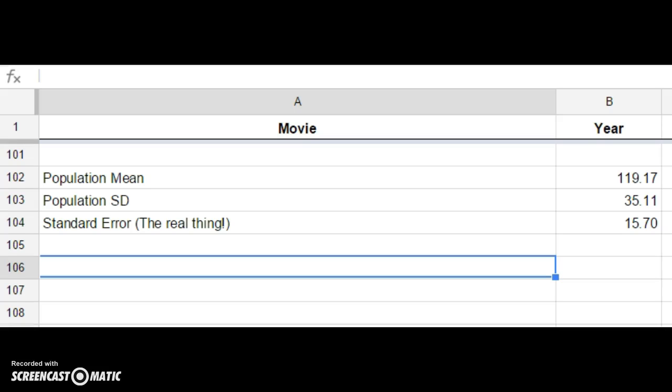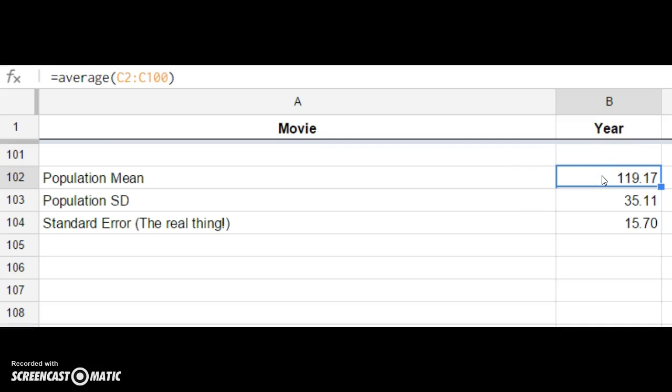So let's take a look at how we would use sheets to adjust for this t-distribution instead of the standard normal. So let's say I'm going to create a 95% confidence interval using the actual population data. So again, I do know that the mean is 119 minutes.